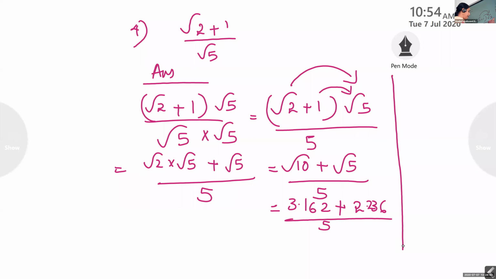When you added, what answer will you get? 5.398. Very good. 5.398 divided by 5, and find the answer. It is that much easy. 1.079. Very good.